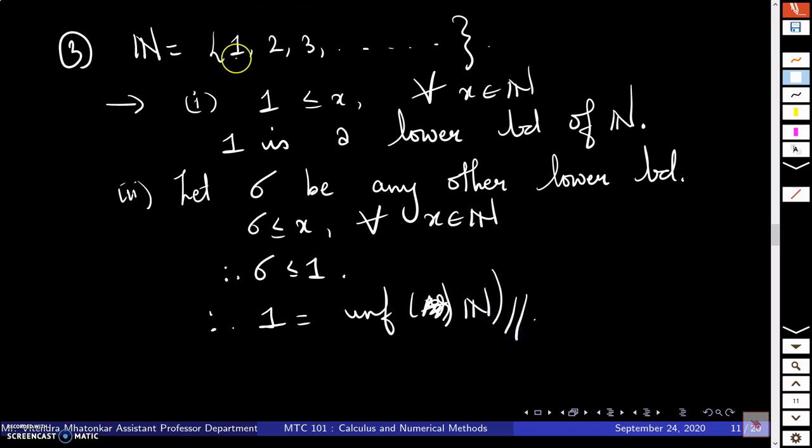And this set of natural numbers does not have any supremum, that we saw in the last video. I hope these things are clear to you all.